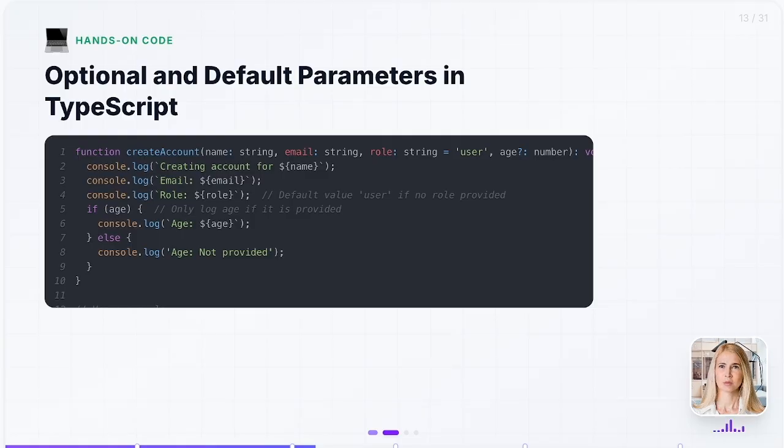Imagine you're at a restaurant ordering a burger. The chef knows it comes with standard toppings like lettuce and tomato, but you can choose extras like cheese. In TypeScript, similar flexibility is achieved using optional and default parameters in functions, allowing you to customize behavior without overwhelming the function with unnecessary arguments. For instance, a company like Airbnb may use this to create user accounts where most users are guests by default, but can optionally be hosts if specified.